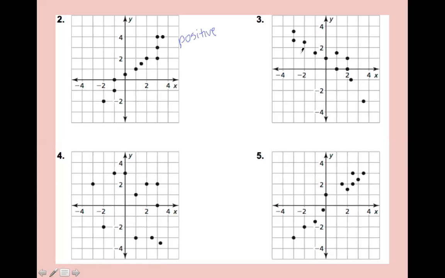Let's look at number 3. Here we can see it's going downhill. This looks like a negative correlation. Let's see, number 4. These points are all over the place. I would say there is no correlation here. There's really nothing going on. As one thing increases, we can't tell what the other one's going to do. And number 5, again, this is going uphill. This looks like a positive correlation.